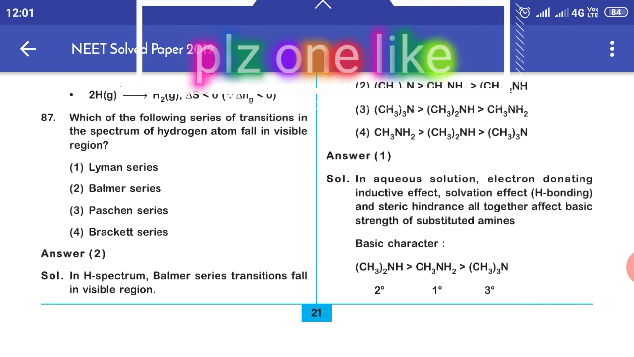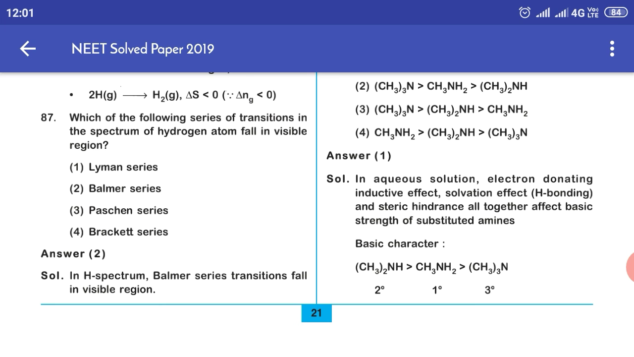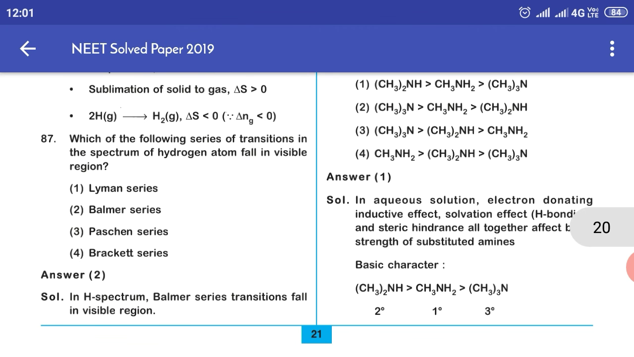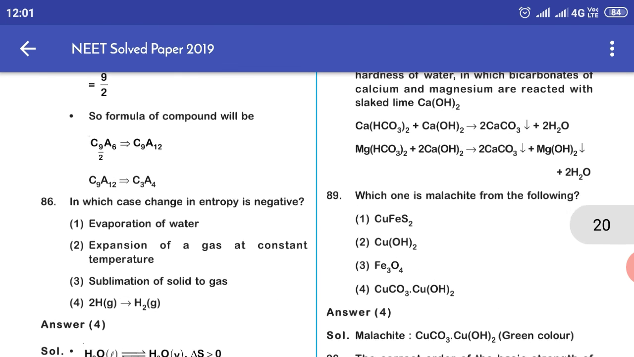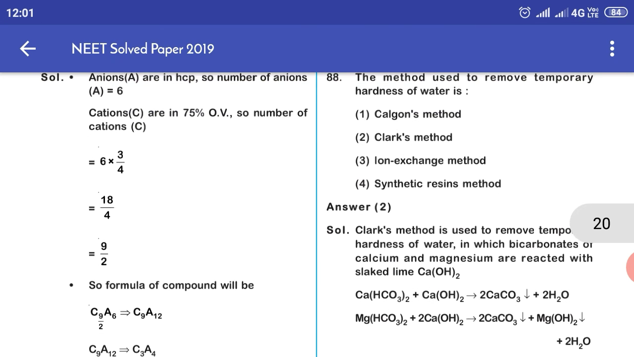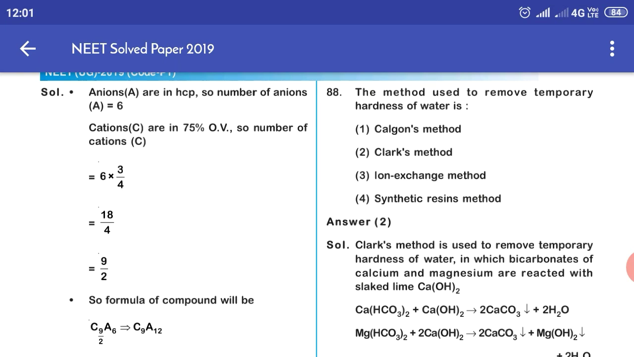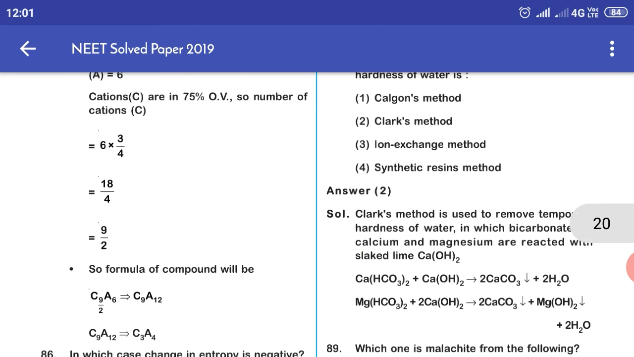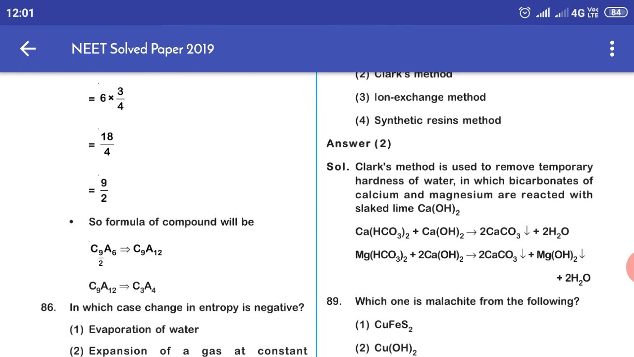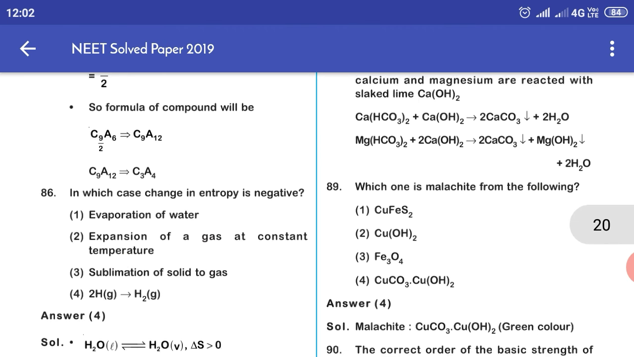Question number 87. Which of the following series of transitions in the spectrum of hydrogen atom fall in the visible region? You know very well, that is option 2, Balmer series. Question number 88. The method used to remove temporary hardness of water, which method is used? Option 2, Clark's method. Clark's method is used to remove temporary hardness of water, in which bicarbonates of calcium and magnesium are reacted with slaked lime, calcium hydroxide.